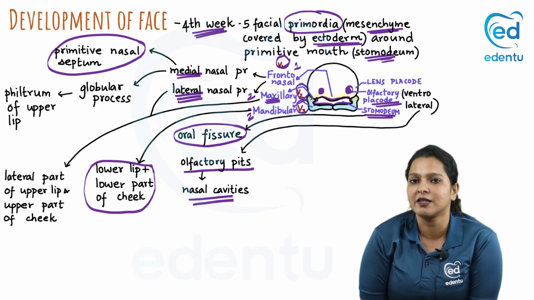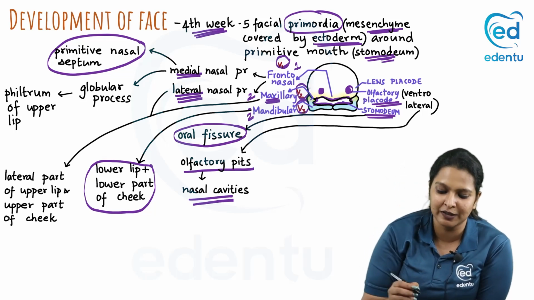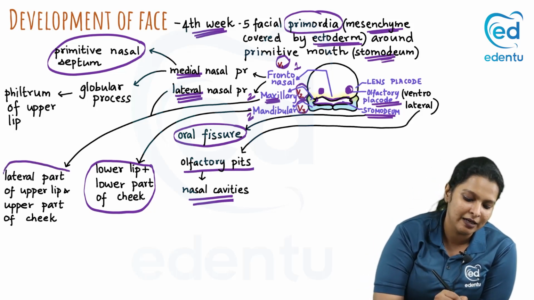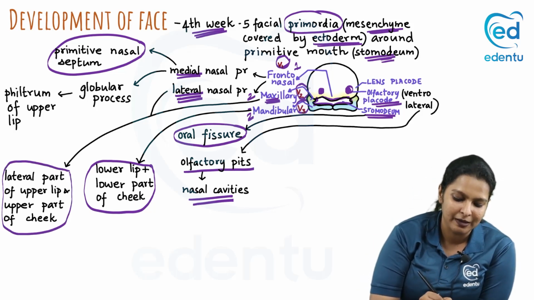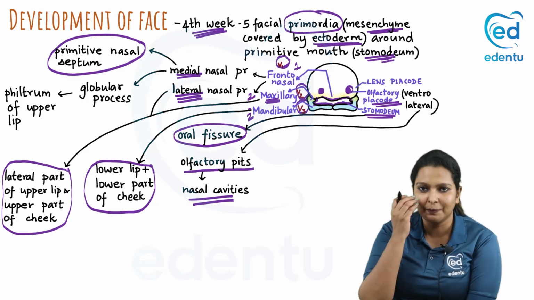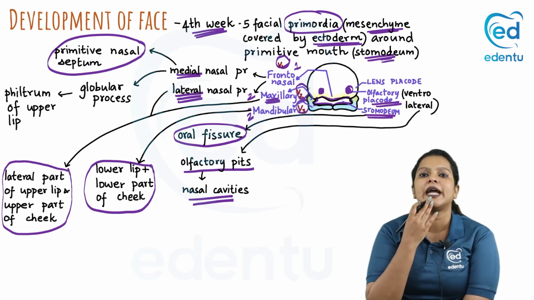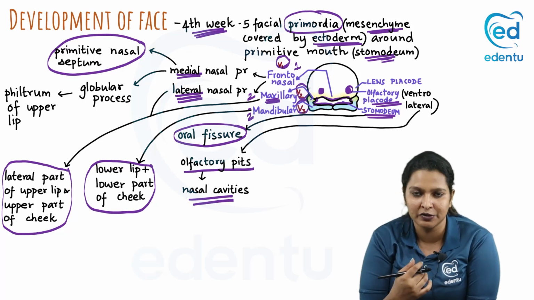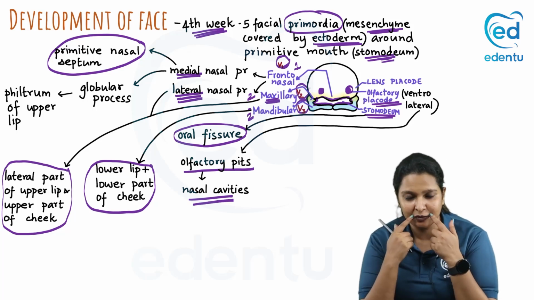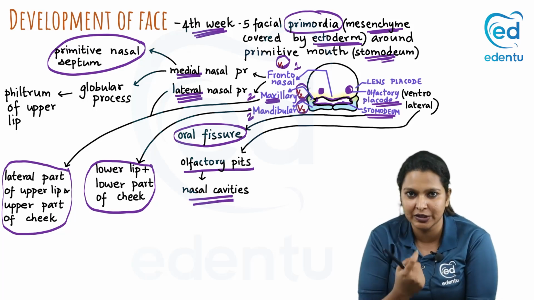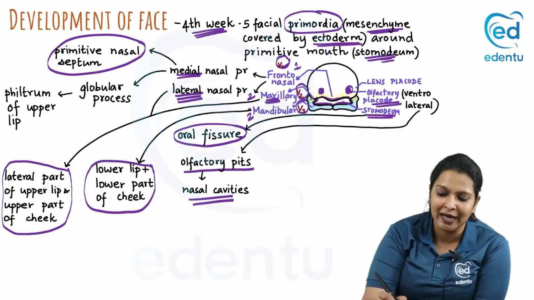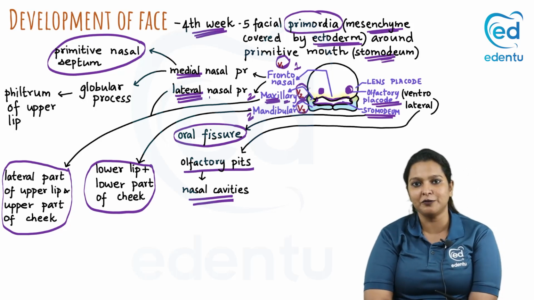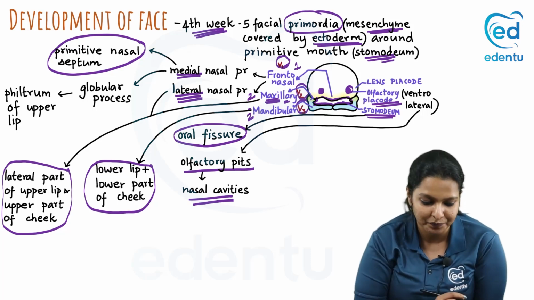It becomes the primitive nasal septum. The lateral nasal process will join together with the maxillary process to form the lateral part of the upper lip as well as the upper part of the cheek. So the entire lower lip and the lower part of the cheek is formed by the mandibular swelling. Only the lateral part of the upper lip and the upper part of the cheek is formed by the maxillary swelling as well as lateral process of the frontonasal process.